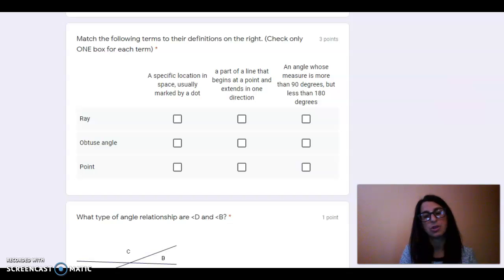Obtuse angle, is it a specific location in space, usually marked by a dot, a part of a line that begins at a point and extends in one direction, or an angle whose measure is more than 90 degrees but less than 180 degrees? Point, is it a specific location in space, usually marked by a dot, a part of a line that begins at one point and extends in one direction, or is it an angle whose measure is more than 90 degrees but less than 180 degrees?